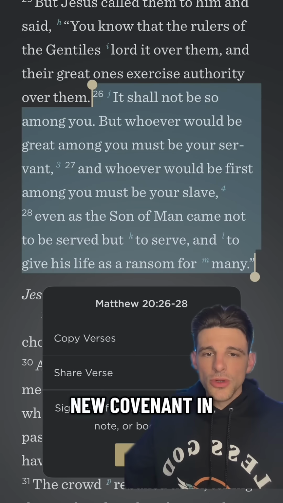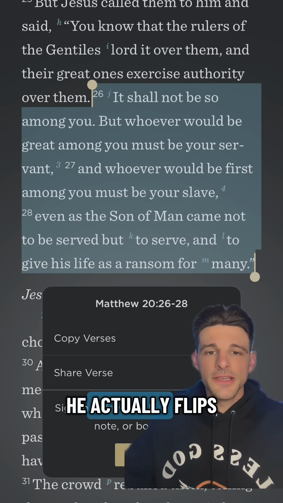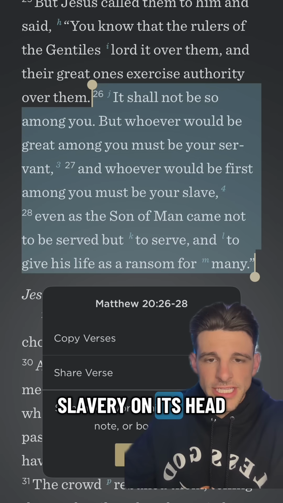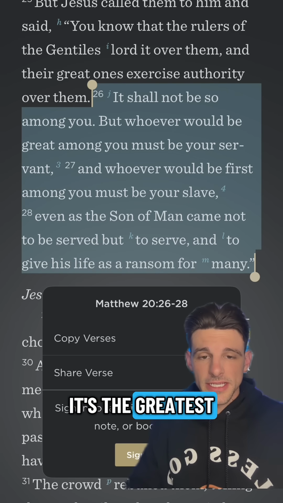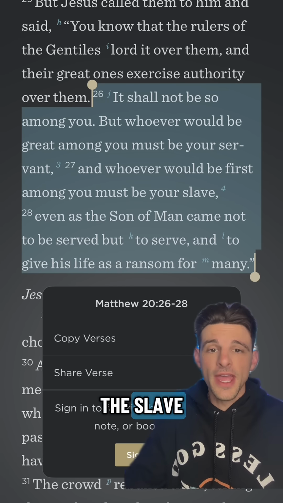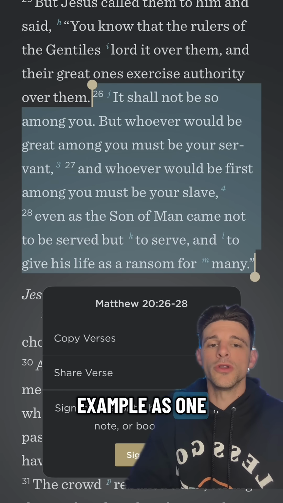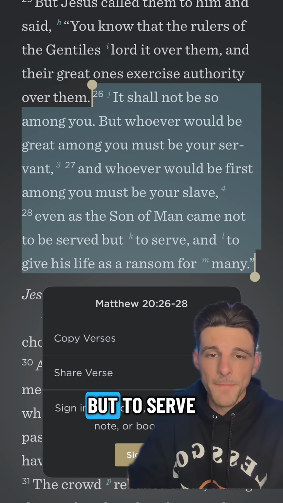Because in this new covenant, in the kingdom of God that Jesus is ushering, he actually flips this concept of slavery on its head. He says that it's the greatest that must be the servant, that whoever is first among you must be the slave, and that Jesus himself, the Son of God, is the prime example as one who came not to be served, but to serve.